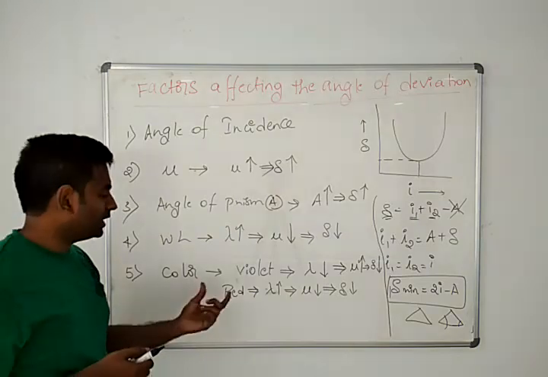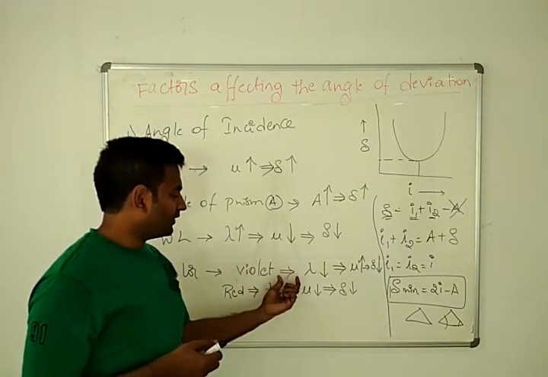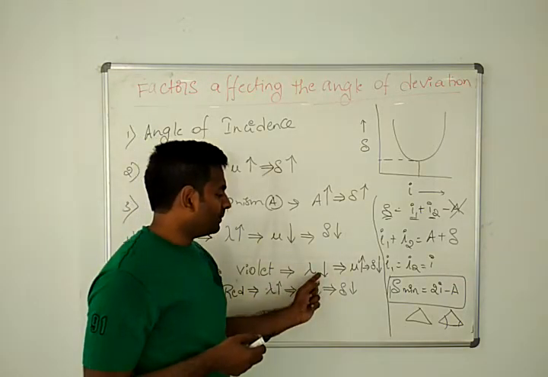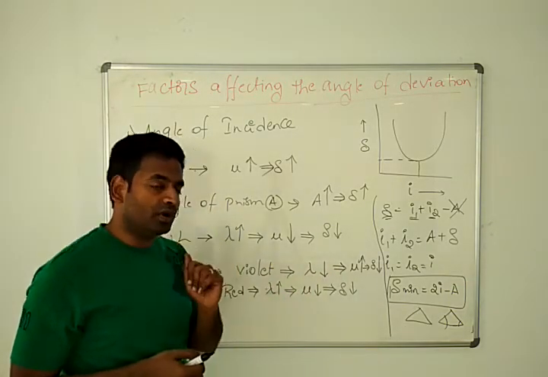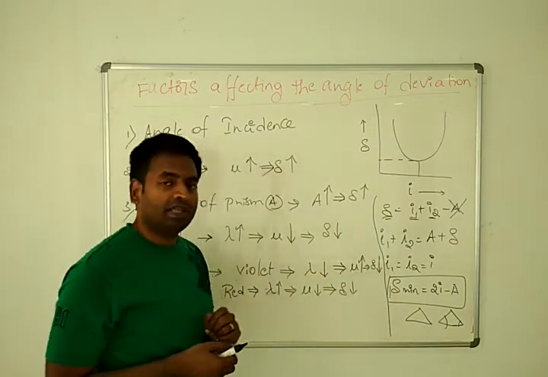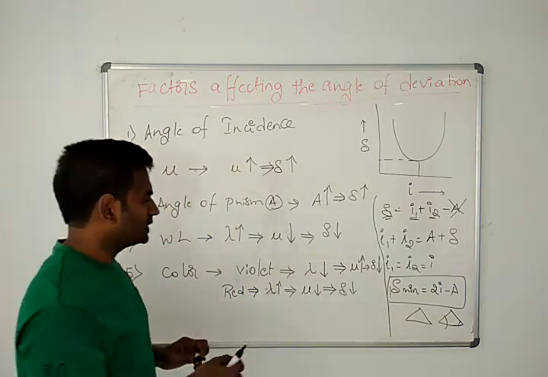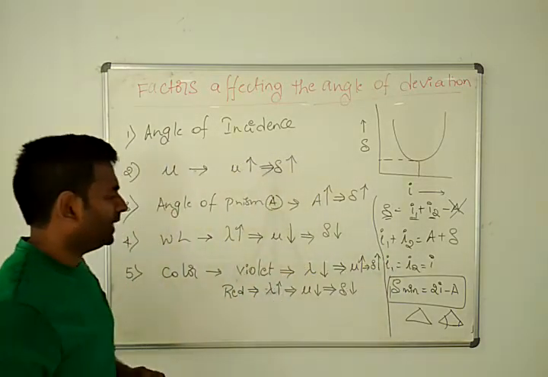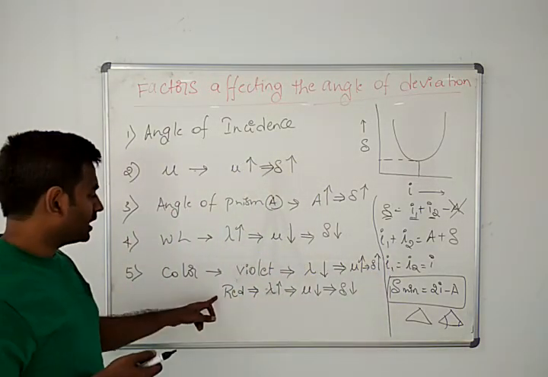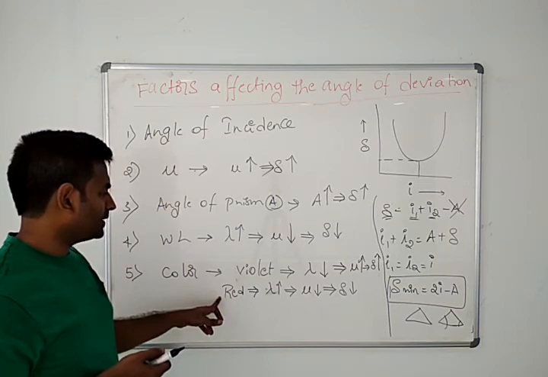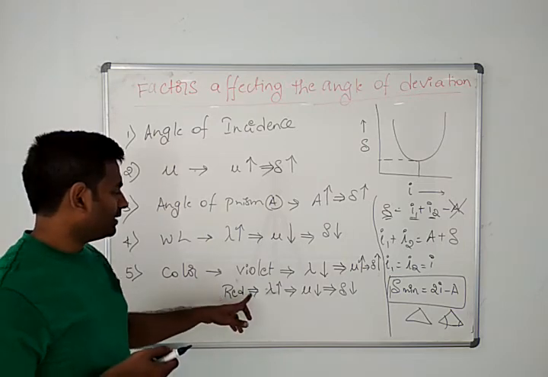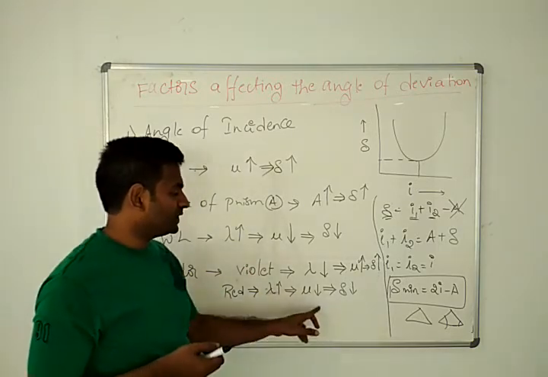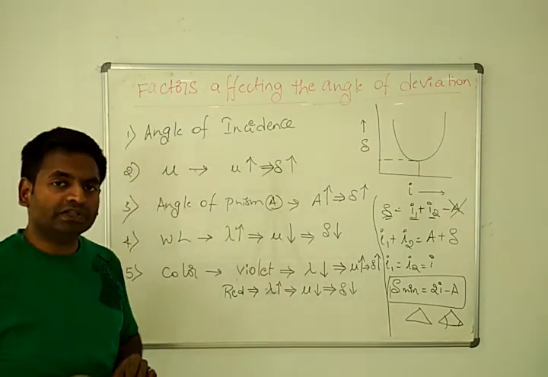What about the color? Let's take the violet color. For violet color, I know the lambda is small. If the lambda is small, then my mu will be more. If my mu is more, then my delta is also more. It's not less, it is more. Come to the red light. For red light, my lambda is more. If my lambda is more, mu is less. If the mu is less, my delta is also less.